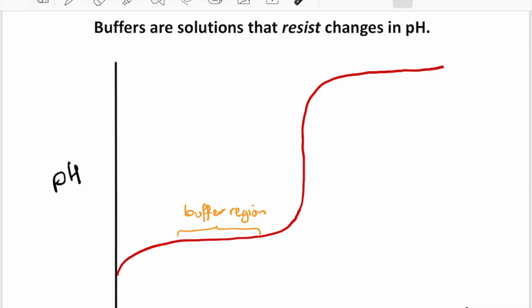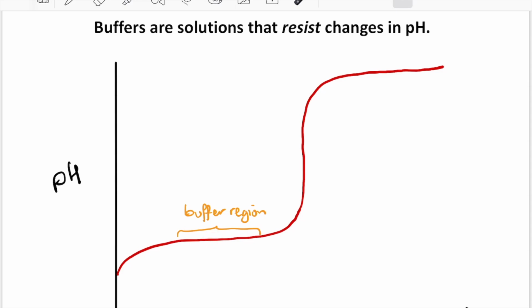So essentially, when a buffer is made, we are making a solution which effectively equates to a point on this curve, a point within this buffer region. Okay, so we're making a solution that exists somewhere on this curve with particular proportions of the concentration of acid and salt. We have a Ka value for that particular acid, and we are essentially reaching a point.